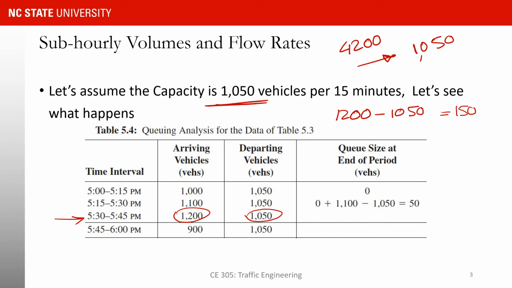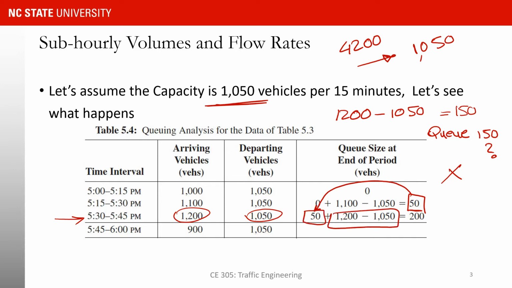So is my queue length 150? No, because I had 50 vehicles from the prior time step that I could not process. So my queue length is going to be 150 plus 50, right? So I'm going to have 50. This is the queue that I could not process in the previous time step. And this is the new queue that I'm going to have.